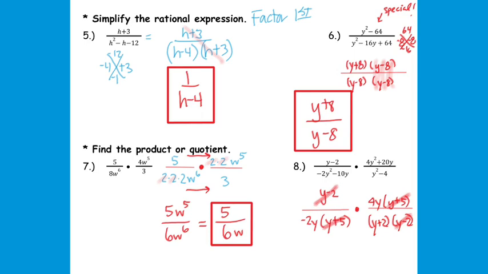I can choose to go ahead and reduce now. 2 into negative 2 gives me negative 1, and 2 into 4 gives me 2, and the y's cancel each other out. So we get 2 over negative 1 times y plus 2. You could also have just left it as negative in front of that.